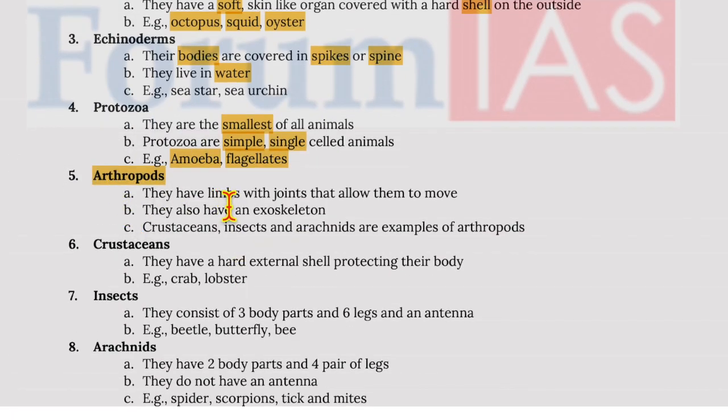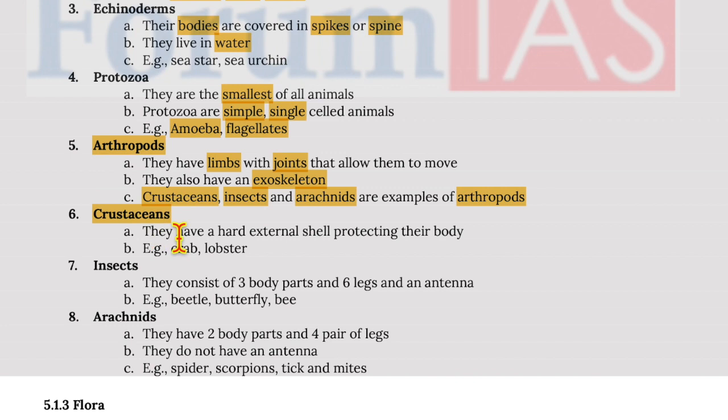Arthropods are those organisms which have limbs with joints that allow them to move. They also have an exoskeleton. Crustaceans, insects, and arachnids are examples of arthropoda. Now, crustaceans are those organisms which have a hard external shell protecting their body. Examples would be crab and lobster. Insects are those that have 3 body parts, 6 legs, and an antenna. Examples would be beetles, butterfly, and bee.